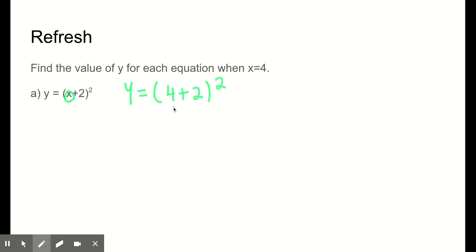So again, using the order of operations, we have to do what's inside of the parentheses first. So 4 plus 2 gives us 6. And then we can use the exponent. So this is going to give us y equals 36. For 6 squared, that's 6 times 6.